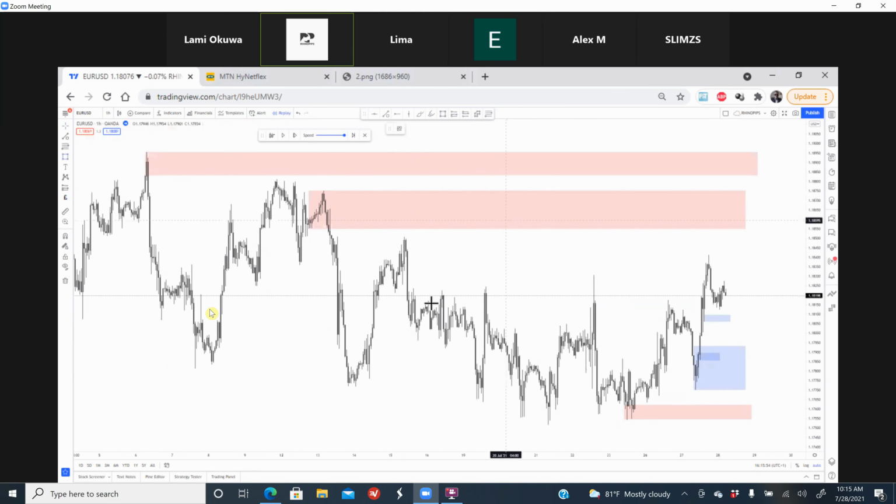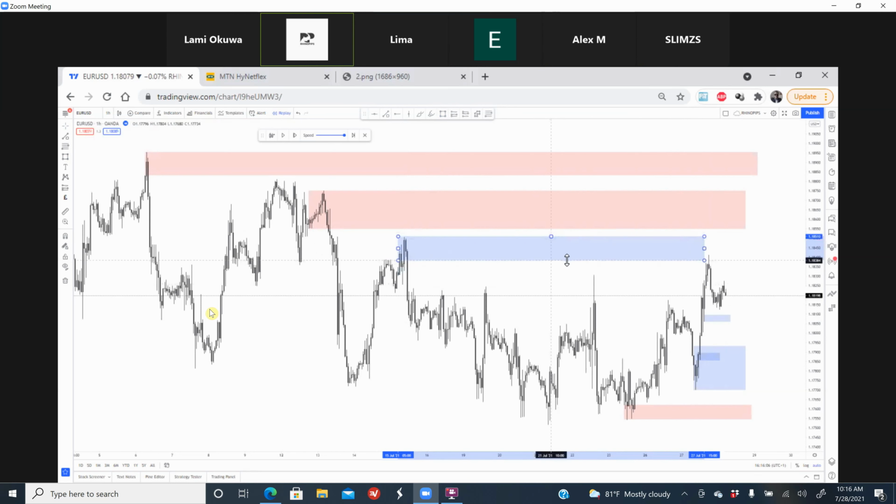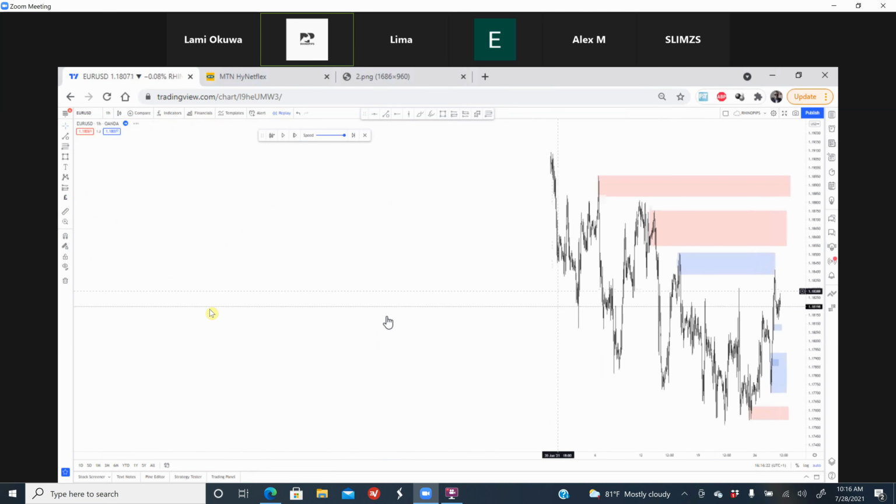Look at this. This is your other block right here. Price tapped the 50% perfectly. The 50% is tapped right here. You see that? So you can delete it, or you can as well leave it to see which is already mitigated. Aside from this, nothing else.